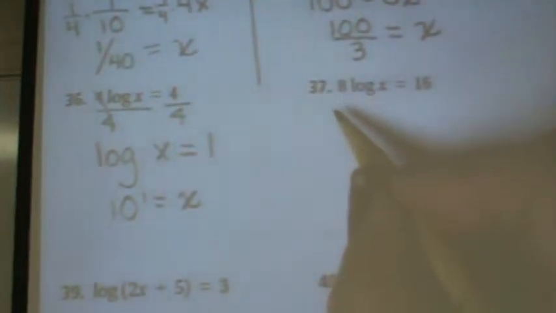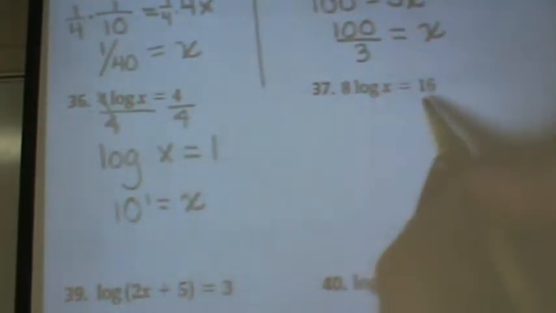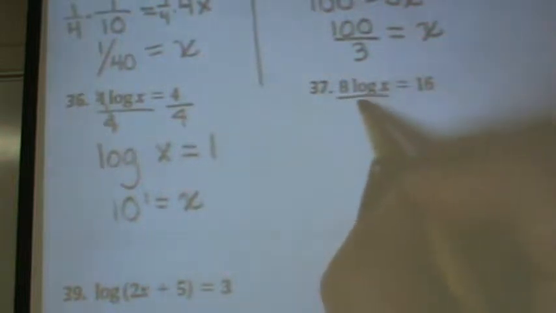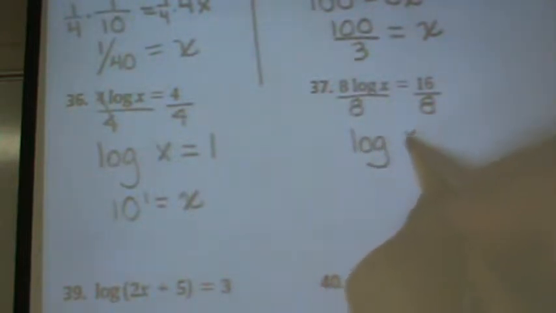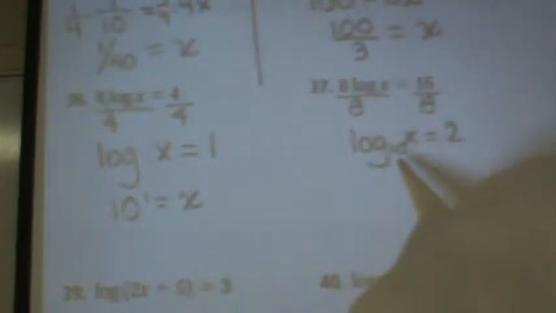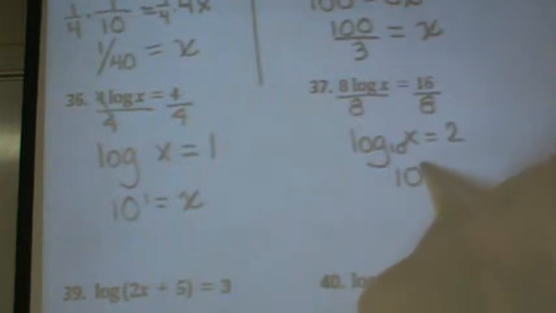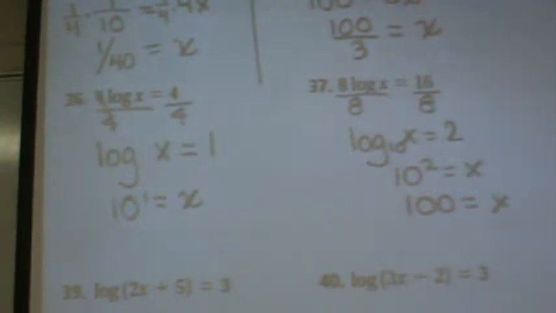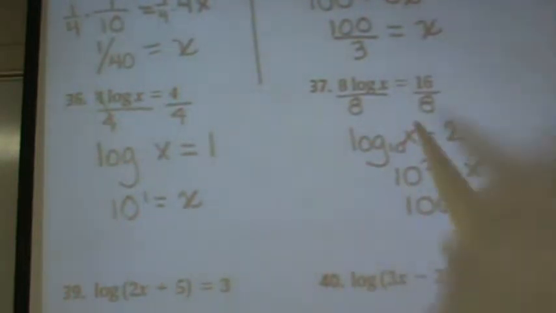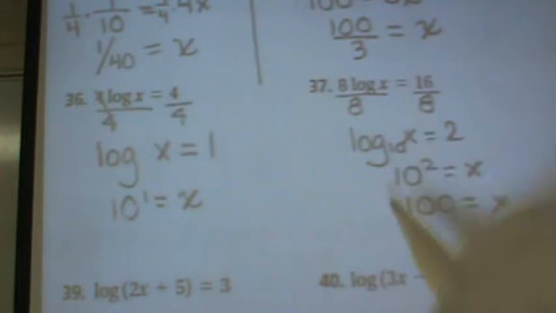Let's do 37 the way D'Angelo suggested. Can I get rid of this 8? Yes. What do I do? Divide by 8. log 10 equals... 2. Okay, now rewrite it. 10 squared equals... What's 10 squared? 100. Now, you know you could check your answer. If you were to put 100 right here and do 8 times log of 100, you're gonna get 16.